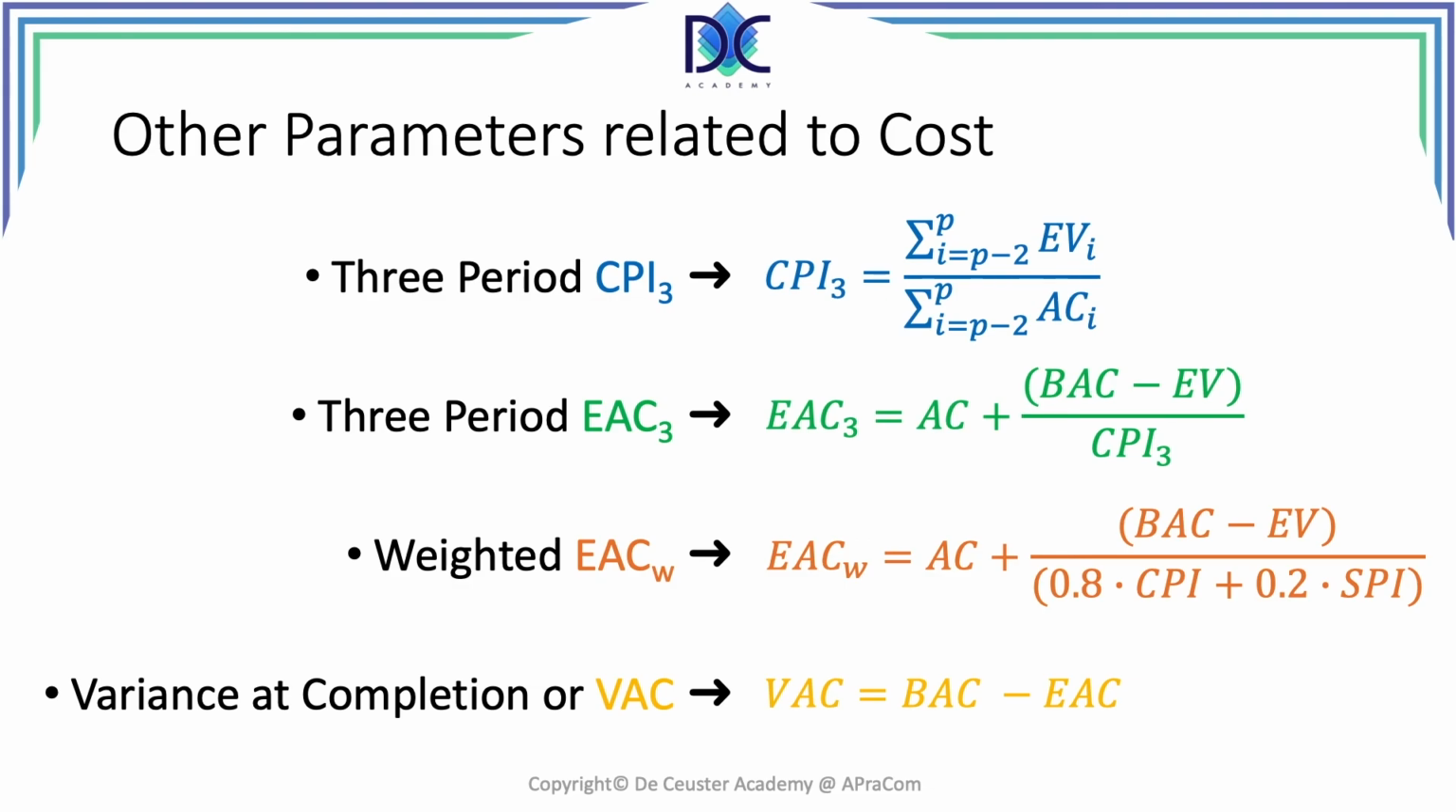There is also the variance at completion. The variance at completion is the difference between the budget at completion minus the estimate at completion. It is clear that when the variance at completion is negative, our project is above budget.